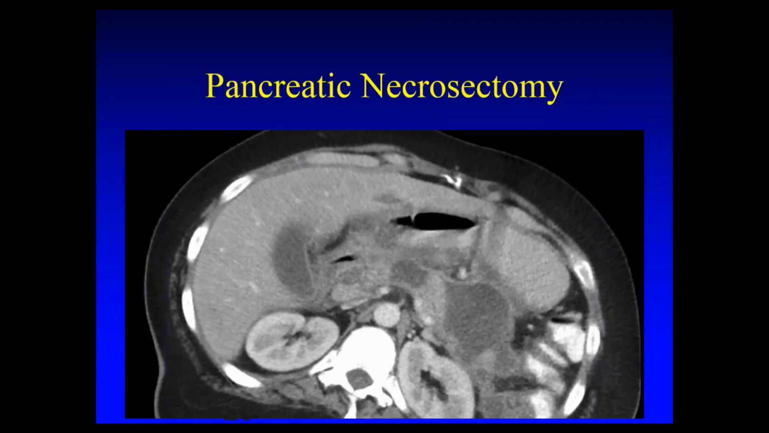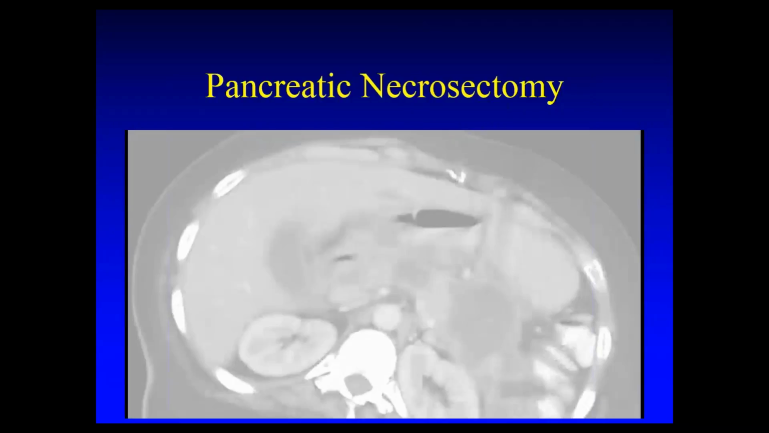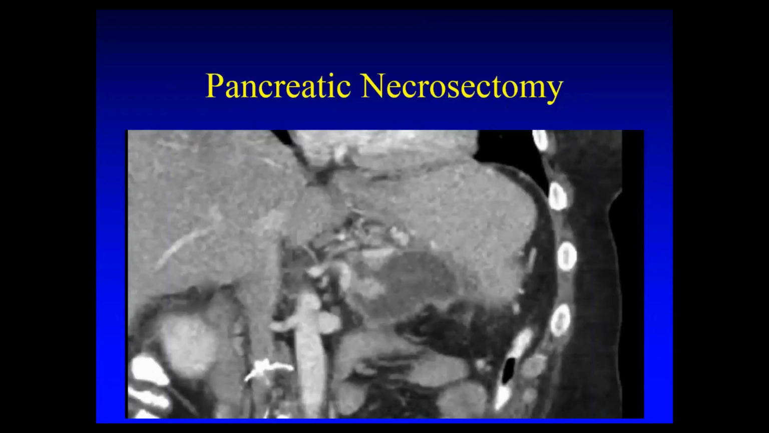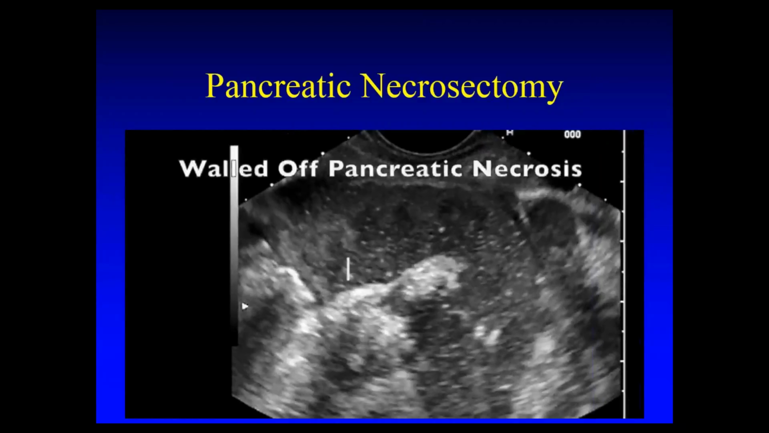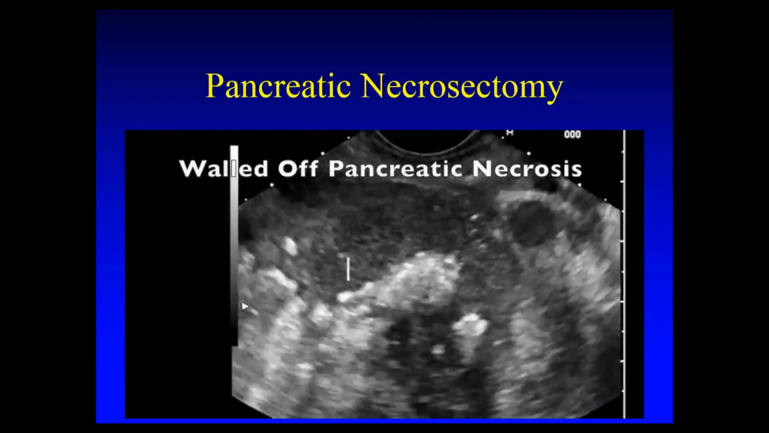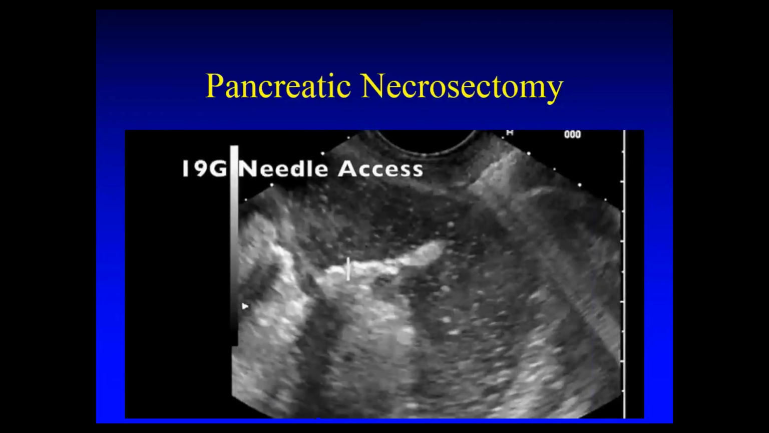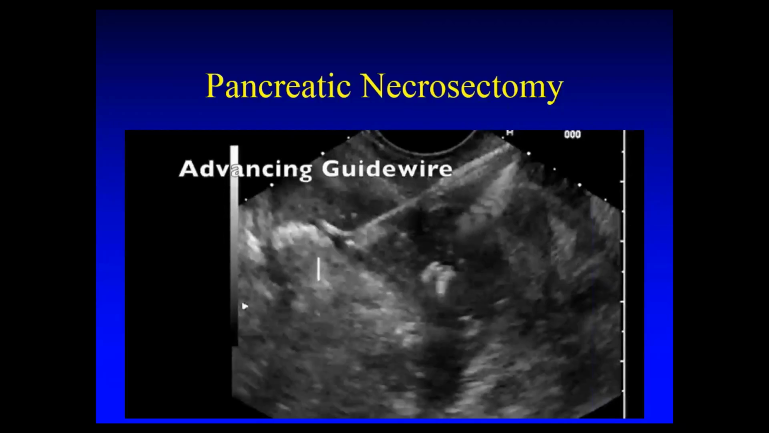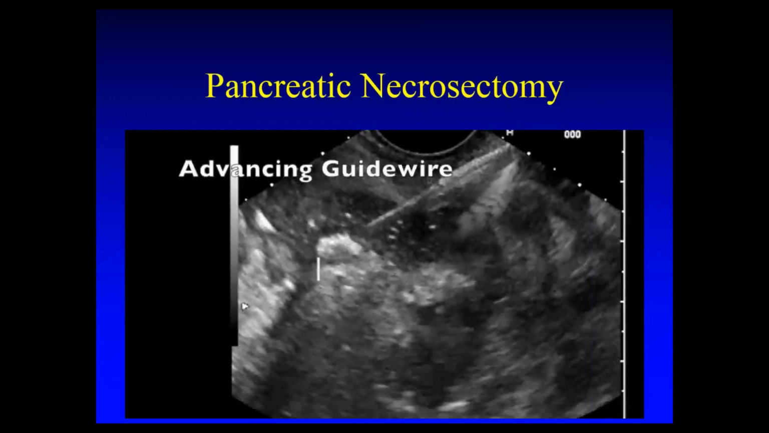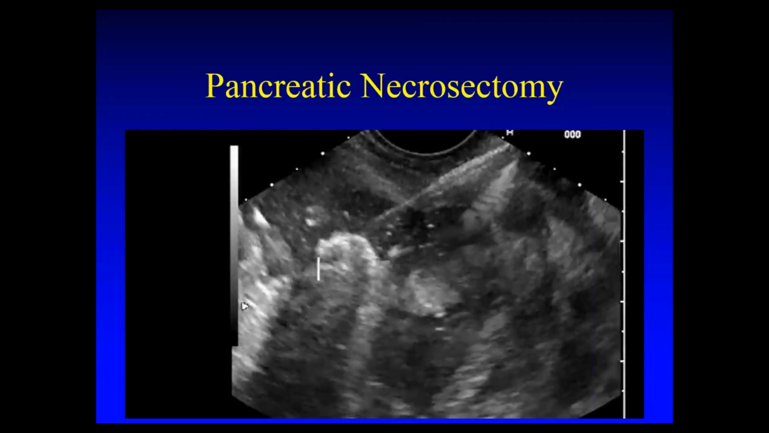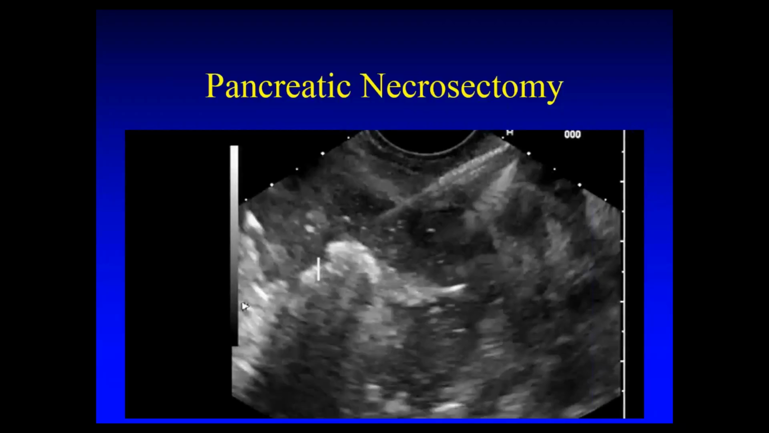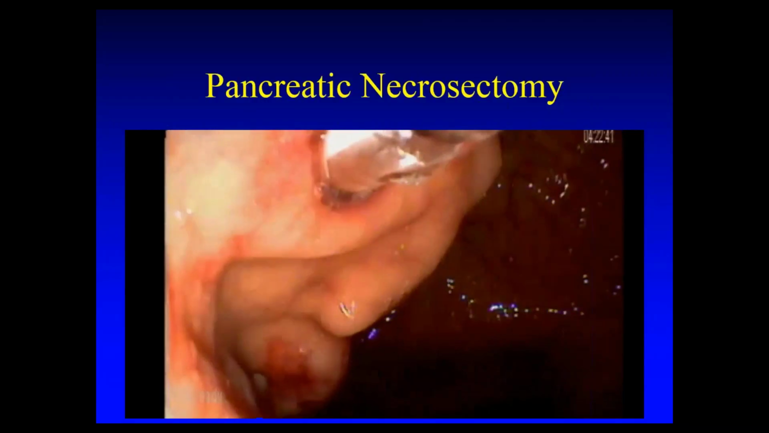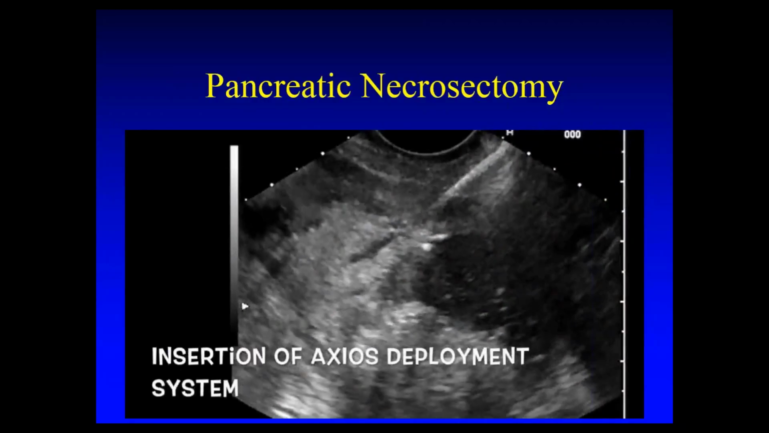Here you can see an area of walled-off necrosis involving the pancreatic body and tail. Many necrotic materials within the cystic lesion. A needle now is punctured into this necrotic cavity, and to create a fistula, a 4 millimeter balloon is used. You see it going from the stomach into the cavity. A stent is then deployed over the guide wire.